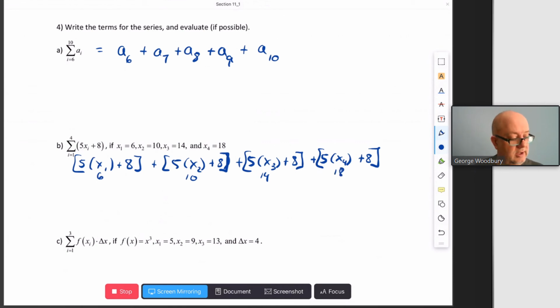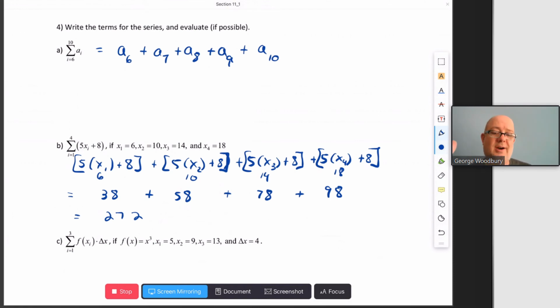Now we can do the arithmetic. The first one is 30 plus 8, or 38. Then we've got 50 plus 8, or 58. 5 times 14 is 70, plus 8 is 78. And 5 times 18 is 90, plus 8 is 98. So now we can add those together, and you should get 272 out of that.